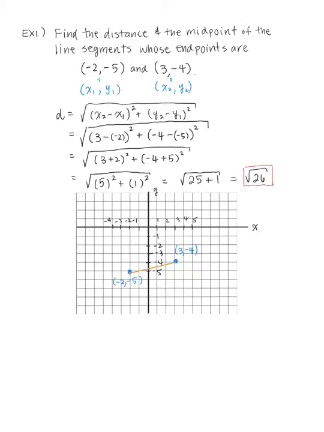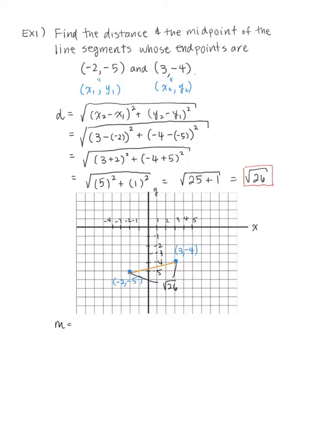So here's what's going on. All I did was plot those given two points, (-2, -5) and (3, -4). So what we just discovered is that the distance between these two points is nothing but the square root of 26. Now let's talk about the midpoint.